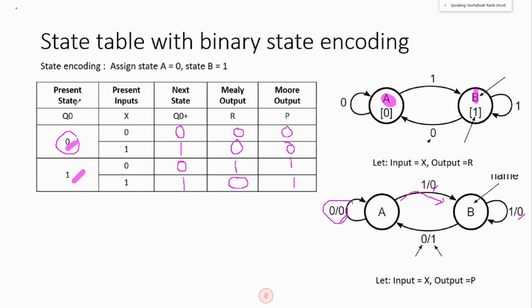You should be able to do this, and you should always try to follow this method when you do your state table. You have present state, present input, next state, and output. You can clarify whether it's Mealy or Moore. The output can be more than one, but in your milestone, there is only one output, which is R. I think R stands for release.